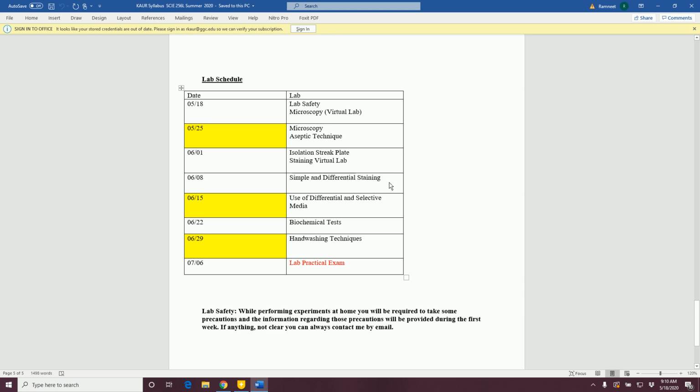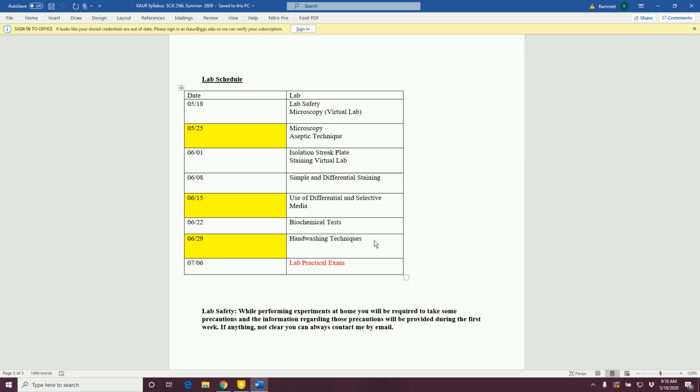During the fourth week, you will be learning about simple and differential staining. Then in the fifth week, you will be learning about different kinds of medium: enriched mediums, selective mediums, differential mediums. You will be working on these different kinds of medium on which we grow bacteria. Then in the sixth week, you will be performing some biochemical tests. In the seventh week, we have one hand washing technique. And the last week, we will have our lab practical exam.